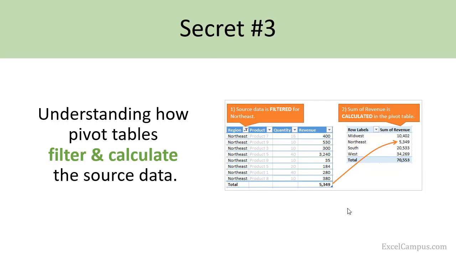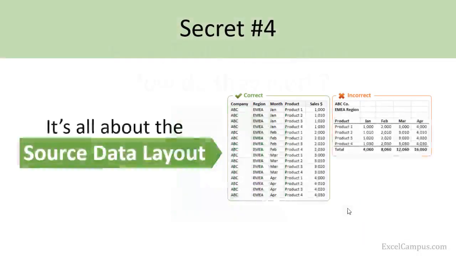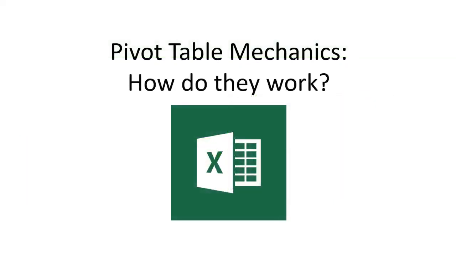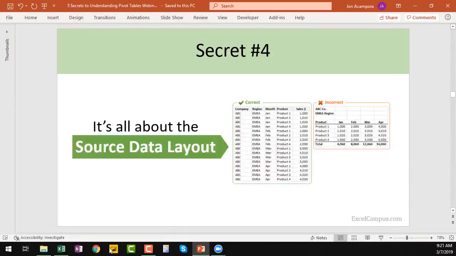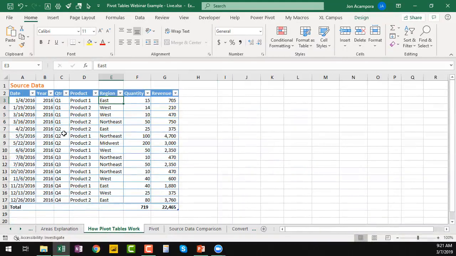And so that leads us to secret number 3, which is understanding how pivot tables filter and calculate the source data. Again, another important concept with pivot tables. So we're going to look at the pivot table mechanics here and how pivot tables actually work. So let's jump into Excel. Giving away my secrets, or tips or secrets. So we're going to look at how pivot tables work.